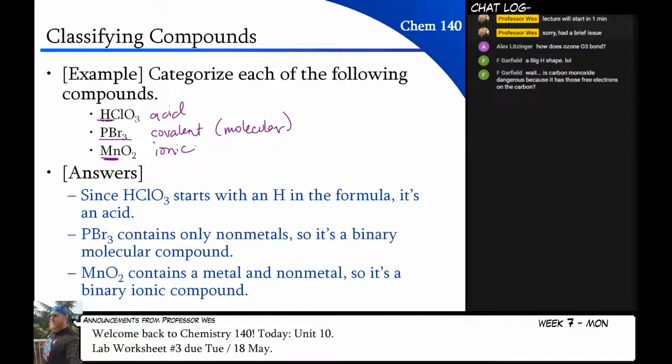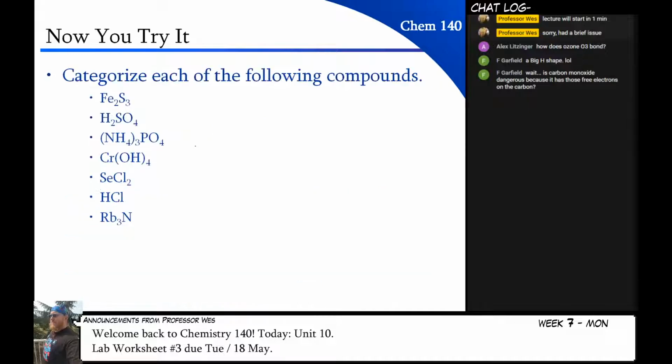All right. This seems like such a trivial first step. If you do this first step, it will save you so much agony in the naming stuff that we're going to go over on Tuesday. So I'm going to have you categorize these each as either ionic, covalent/molecular, or acid. Put each in the correct category. We'll go over the answers, and then we'll be done for the day. See you in a few minutes.